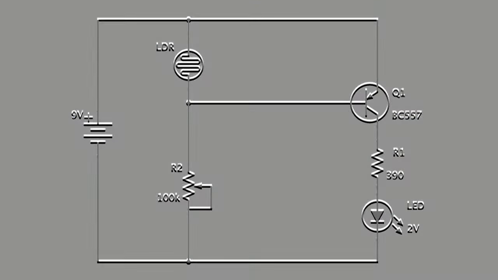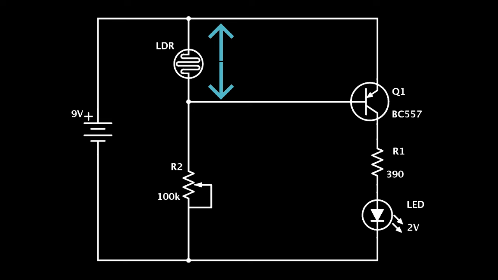When it's dark, the LDR has high resistance. This makes the voltage at the base of the transistor too low to turn the transistor on. Therefore, no current will go from the collector to the emitter of the transistor. All the current will instead pass through the LDR and the potentiometer.